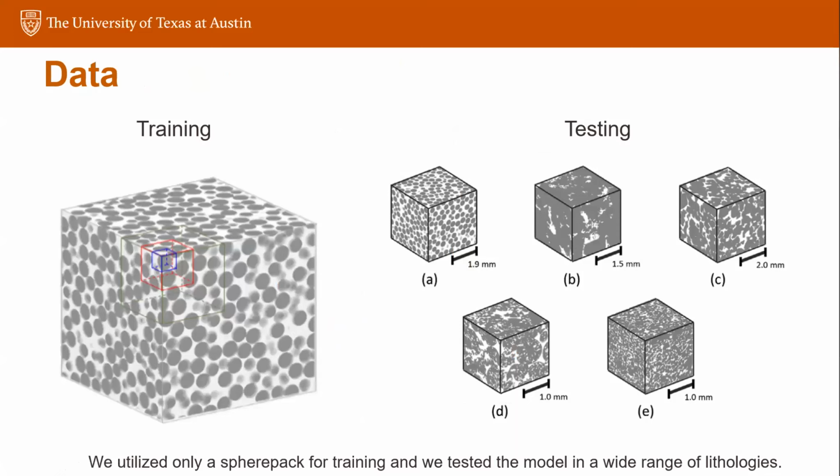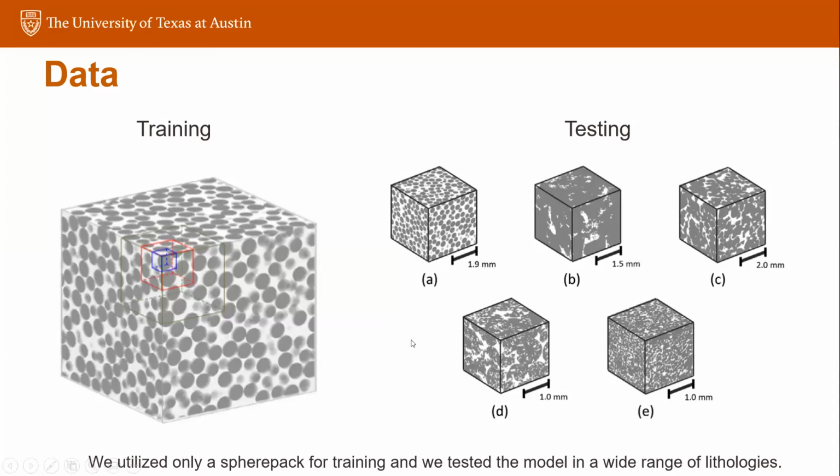And in order to test all these concepts, we wanted to show how the neural network was able to generalize this problem. So what we did is we grabbed a very simple data set of sphere packs to train our neural network. And then we tested that trained neural network on several samples that were available at the Digital Rock portal. And we wanted to see, hey, if we train it on synthetic examples, how is the neural network going to perform on real data?